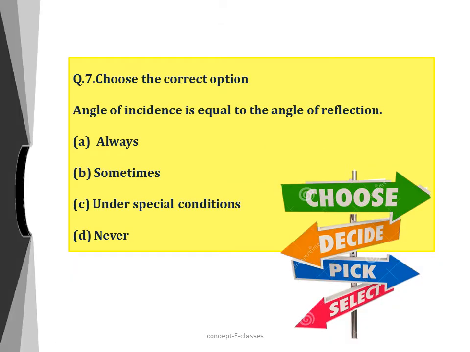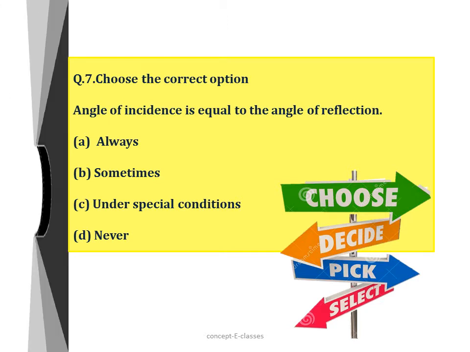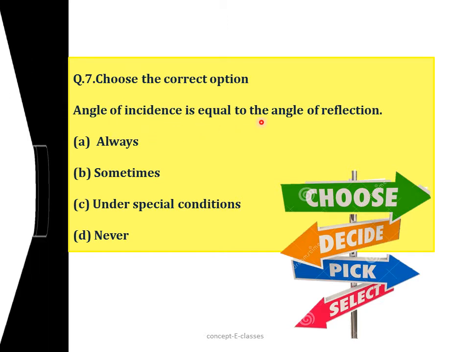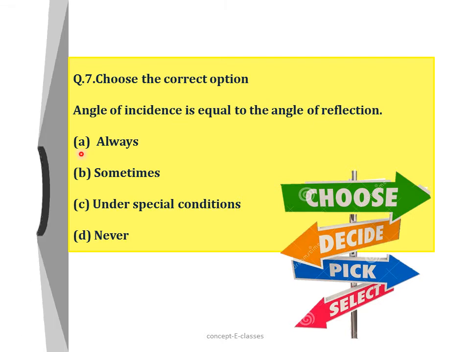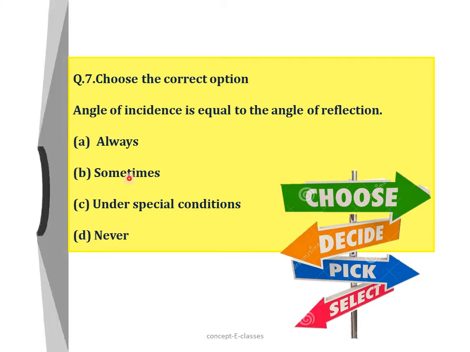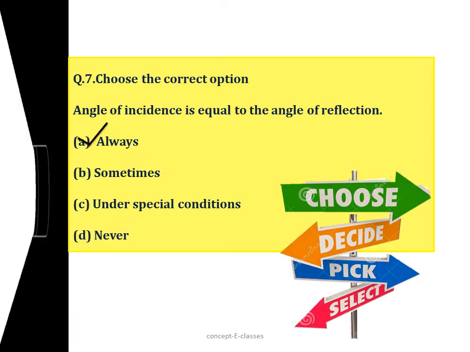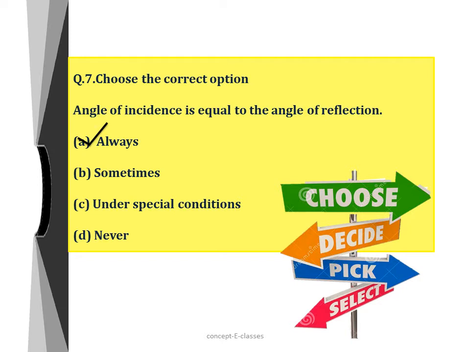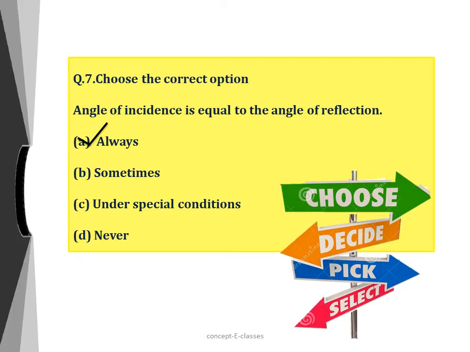Question number 7. Choose the correct option. The angle of incidence is equal to the angle of reflection. A. Always. B. Sometimes. C. Under special conditions. Or D. Never. So what will be the answer? The angle of incidence is always equal to the angle of reflection.